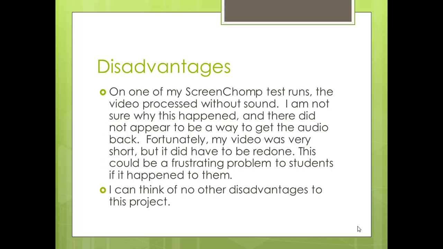Disadvantages. On one of my ScreenChomp test runs, the video processed without sound. I have no clue why this happened, and there's really not a way to go back and edit the video. But because I make such short videos, I just threw that one in the discard trash icon and did it again. So I was out about a minute and a half. That was really the only disadvantage I had with this project.